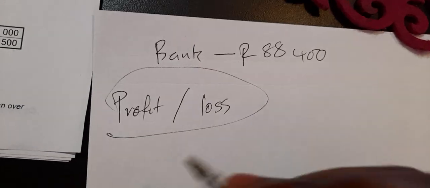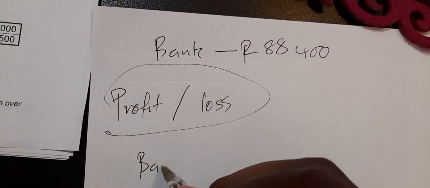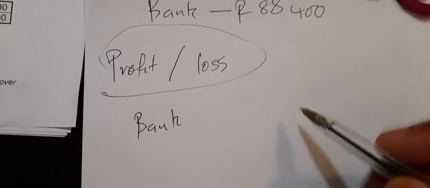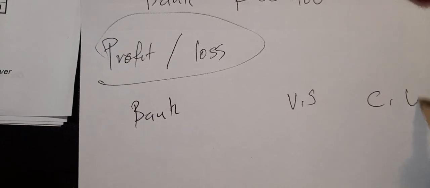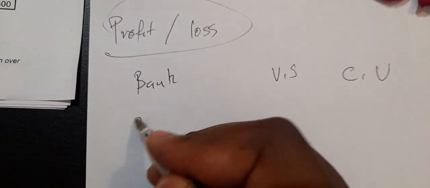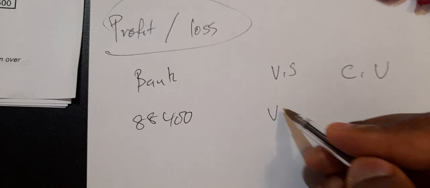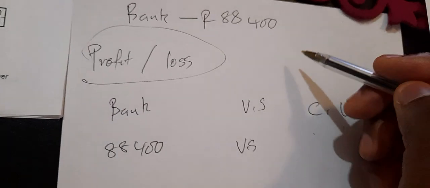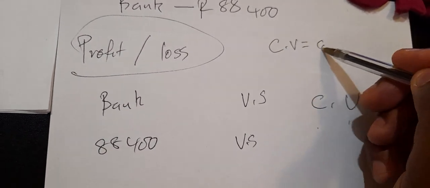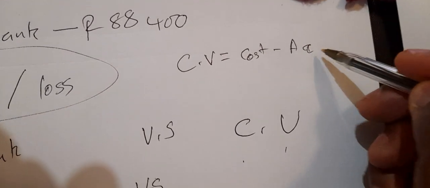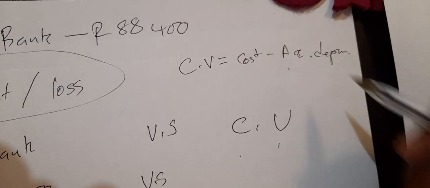So how do you calculate the profit or loss? You need to look at the amount received, the amount that you got in your bank account when you sold the asset, versus the carrying value of the asset at the date of disposal. The amount here is 88,400, versus the carrying value, which we don't know, but we can calculate it. Remember, the carrying value is equal to cost less the accumulated depreciation on the date of disposal.